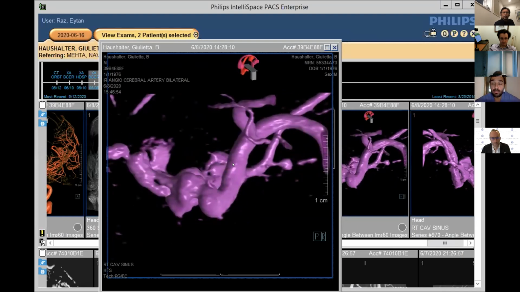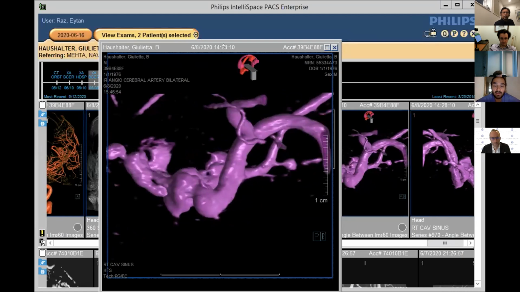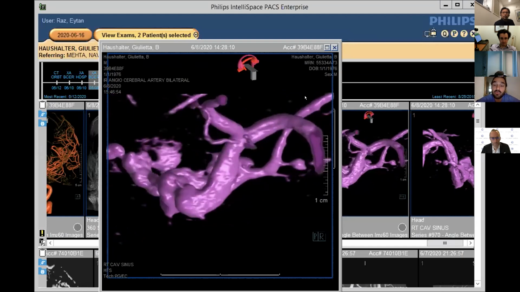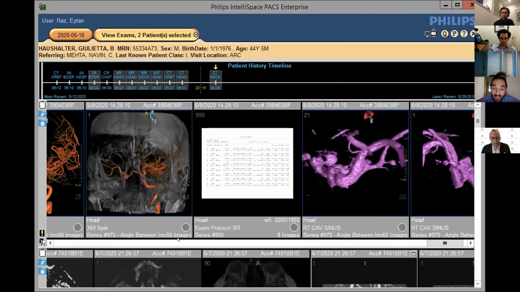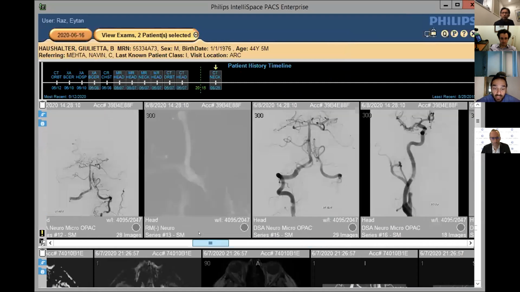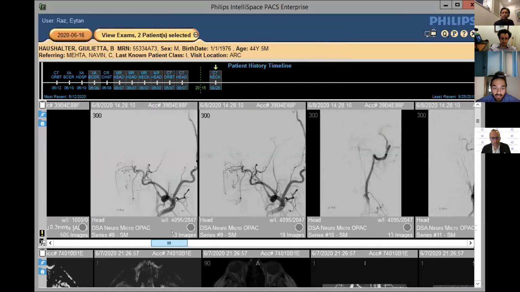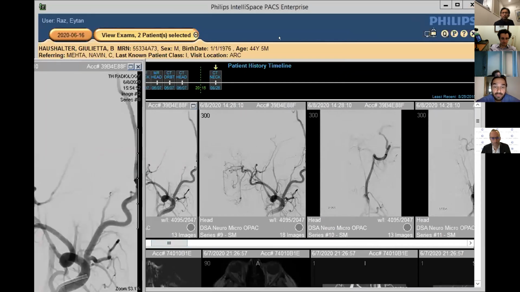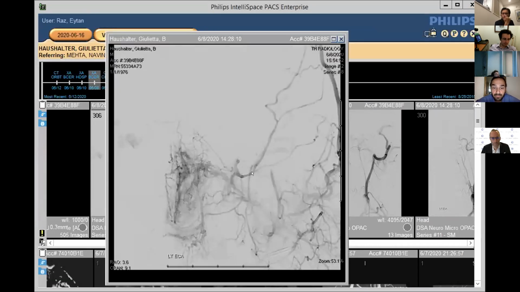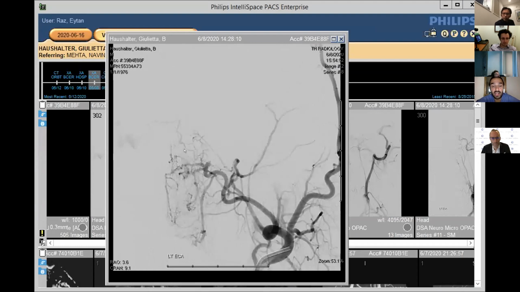So after the complete understanding of the anatomy of the fistula, going back to this particular image, it makes it easier to make a plan on how to cure it. So going forward with the angiogram, certainly there is also a little supply from the ascending pharyngeal artery through this clival branch that again goes to the same channel toward the right.